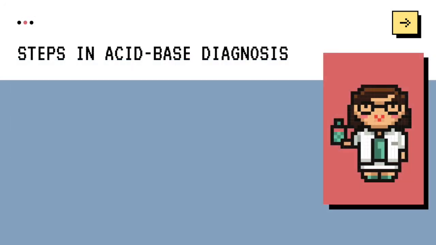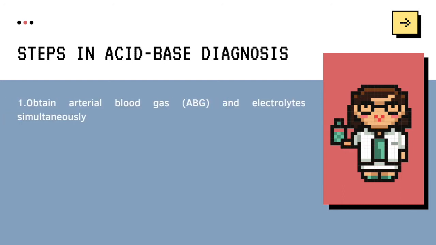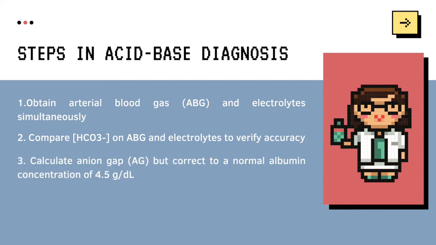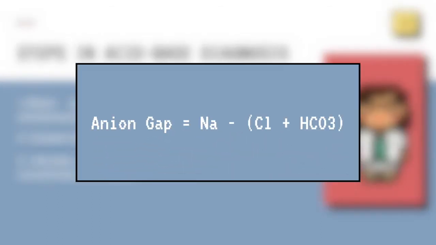Diagnosing acid-base disorders involves 6 steps, which include first, obtaining arterial blood gas and electrolytes simultaneously. Second, comparing bicarbonate on ABG and electrolytes to verify accuracy. The blood to be used here should be drawn simultaneously prior to therapy. Third is to calculate the anion gap, but to be corrected to a normal albumin concentration of 4.5 grams per dL. This is calculated by the formula anion gap equals sodium minus chloride plus bicarbonate.